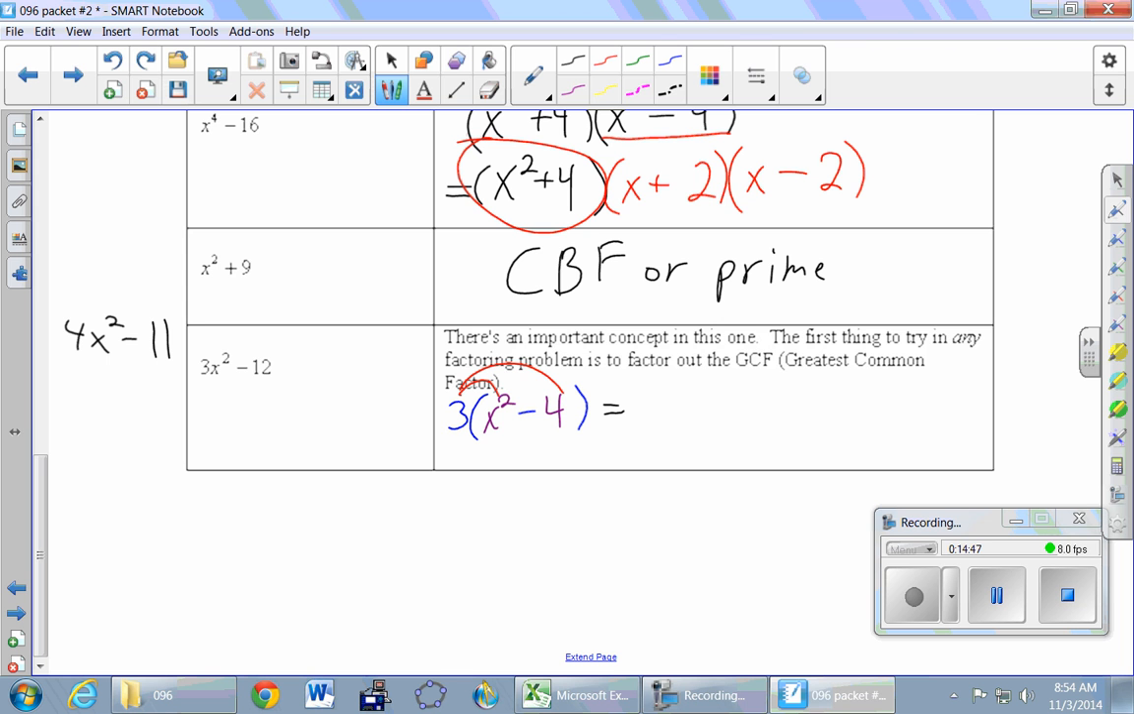Okay, so this guy actually isn't quite done. So we're going to copy the 3, but x squared minus 4 is hopefully starting to look familiar. It is this same pattern here. x and x, what two numbers give me the 4? 2 and 2. 1 plus, 1 minus. That's factored completely.